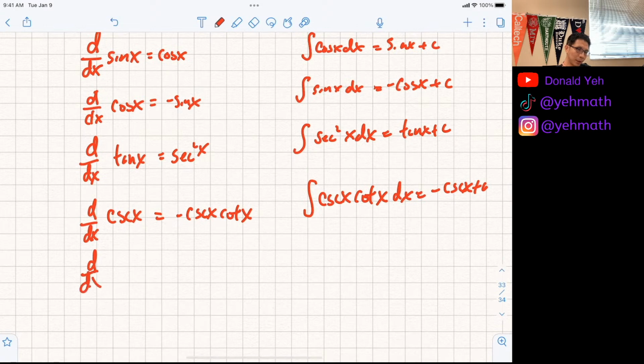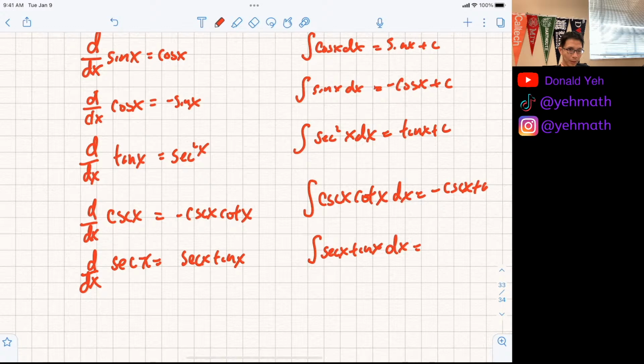So how about d/dx of secant of x? It's going to be secant of x tan of x. So therefore, integration of secant of x tan of x is actually very easy, which is secant of x plus c. Let me know if you have any questions.